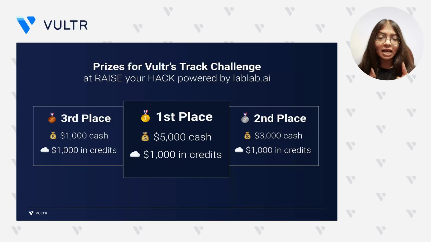Now, let's go over the prize structure for Vultr's track. First place wins $5,000 in cash and $1,000 worth of Vultr credits. This is for the top team that builds something impactful, well architected, and fully deployed. Second place takes home $3,000 in cash and $1,000 worth of Vultr credits. This goes to a strong project that shows good problem-solution fit and solid technical execution. Whereas third place receives $1,000 in cash and $1,000 worth of Vultr credits. This is for the team that shows promise, creative thinking, and good use of Vultr services.